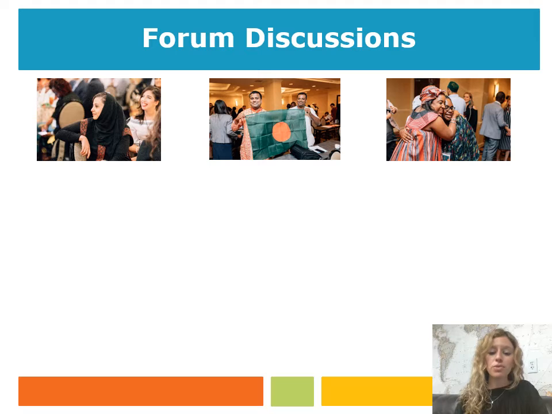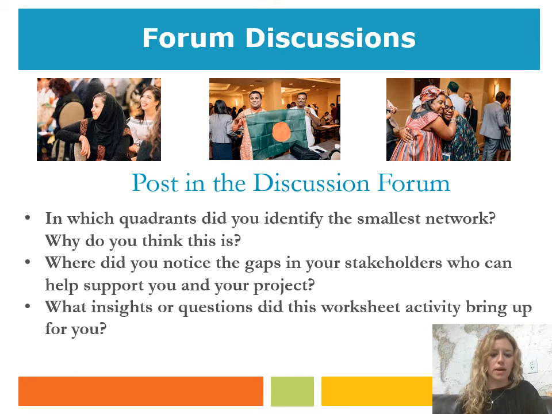Next, you want to post in the discussion forum for this session, and you want to think about these 3 questions. In which quadrants did you identify the smallest network, and why do you think this is? Where did you notice the gaps in your stakeholders who can help support you in your project? And what insights or questions did this worksheet or activity bring up for you? So take some time to post in the forum and comment on each other's posts, then move on to the next part of this session.